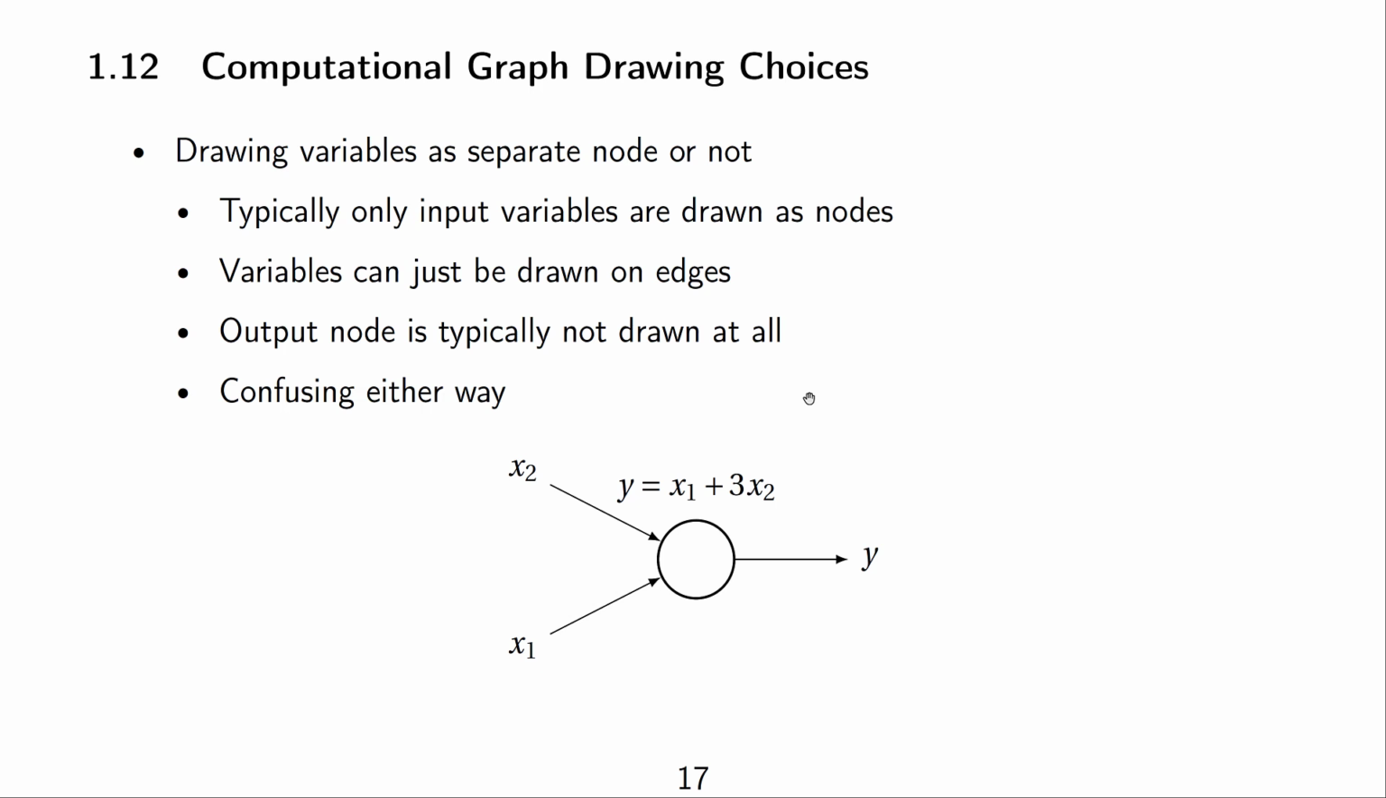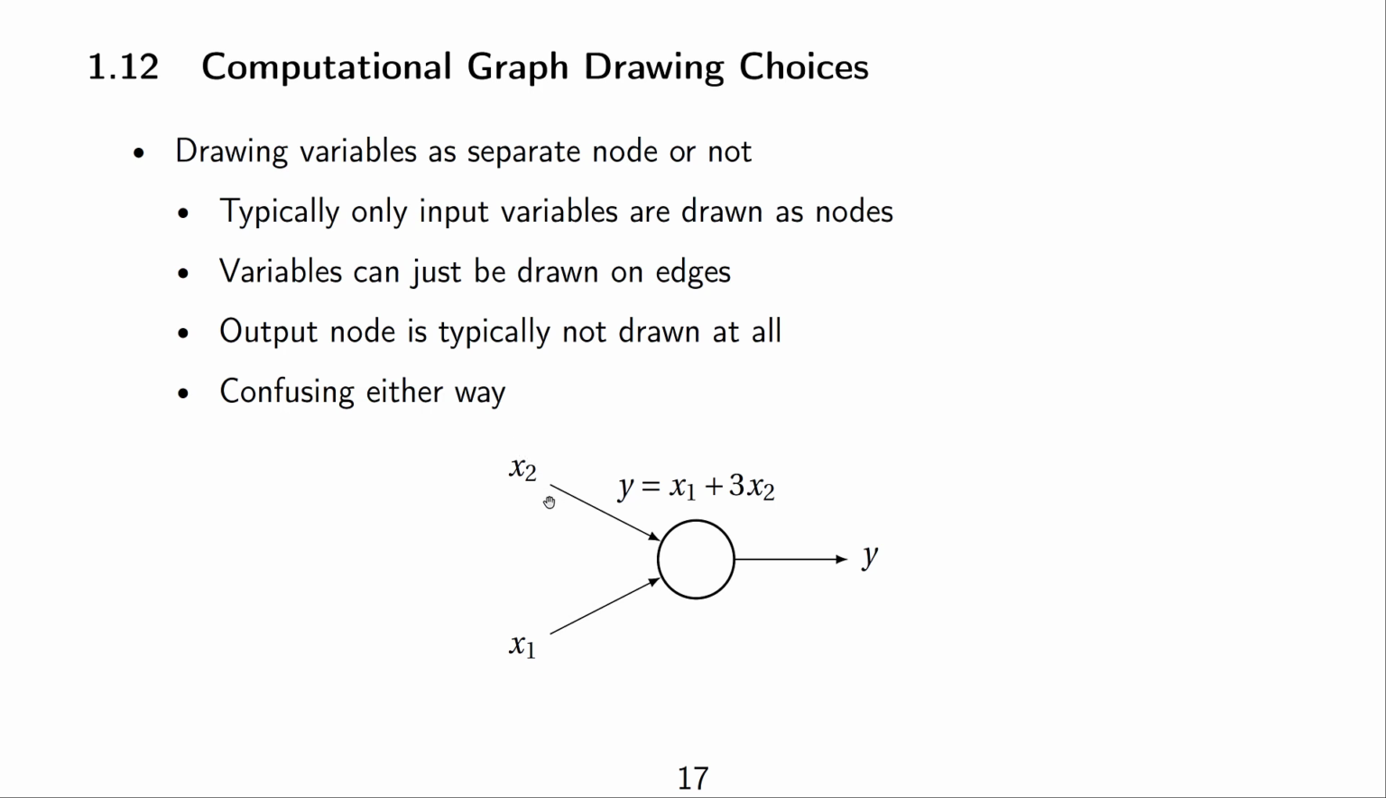Just to give you some idea of the variations you have to expect, variables can be drawn as separate nodes or not. I personally do not like this because I find it inconsistent. I would prefer if nodes only indicated computational nodes, but this is just not the standard. So typically people draw input variables as nodes, and then the computation as nodes, and not the output values as nodes. Then variables are sometimes drawn on the edges, sometimes not, and the output node is typically not drawn at all. Either way, you'll just have to adapt to whatever people show you, and be cognizant of all these different design choices, how things are drawn and presented, to make sure you understand what a particular author wants to show.